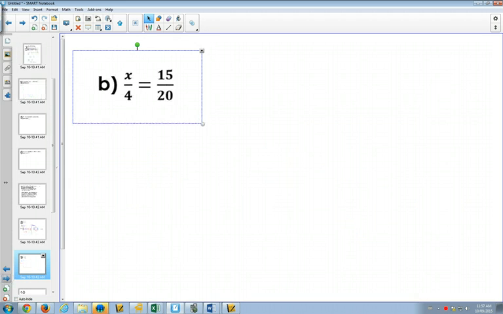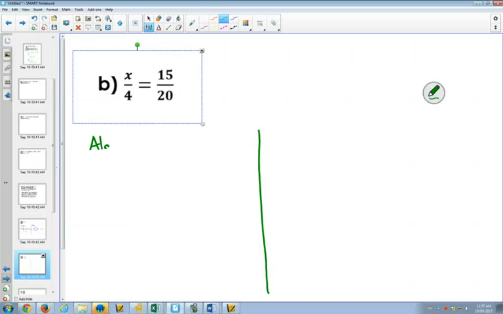We've got x over 4 is 15 over 20. This one can be done in both ways. So I'll get you to split your page up. I want you to see if you can do it the algebra way, and I want you to see if you can do it the pattern way.